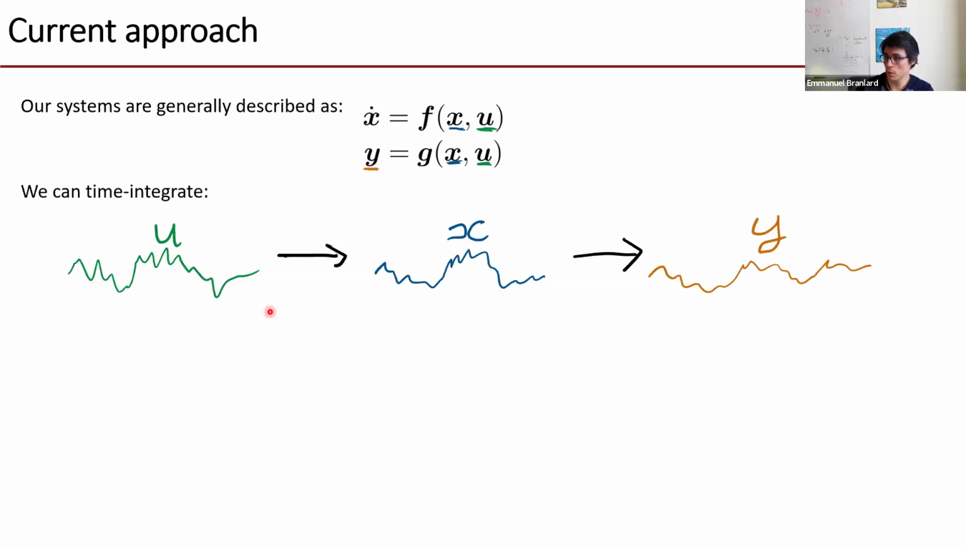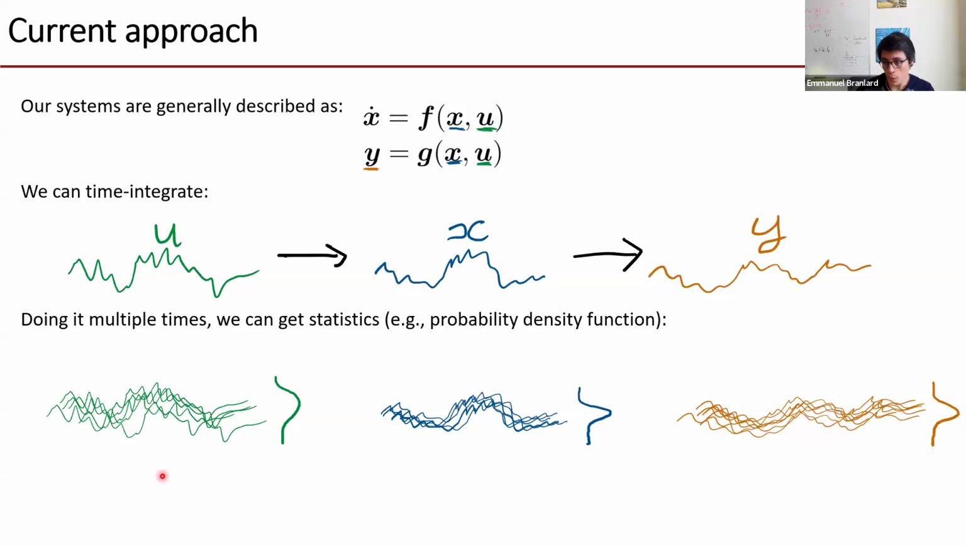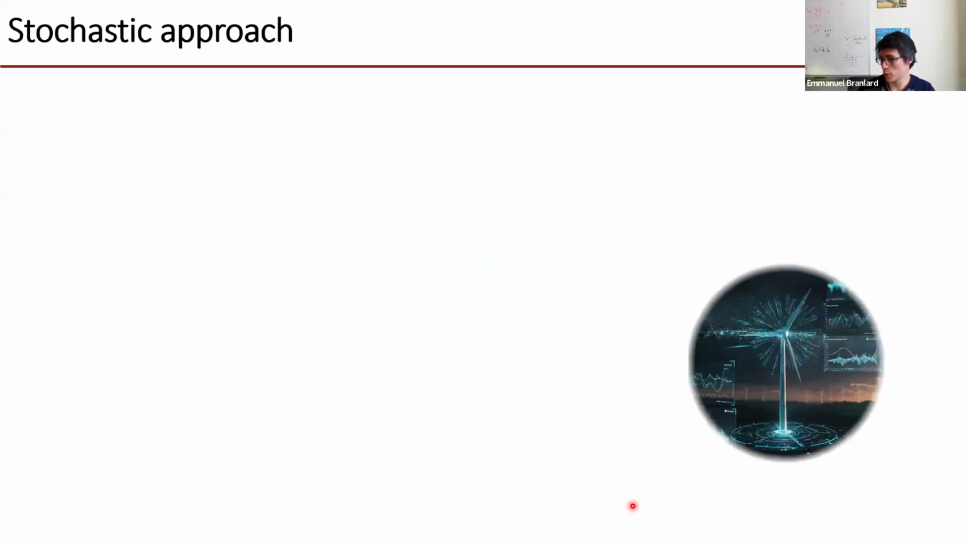So if you know a time series of the input, if you know those equations, you can integrate it, get the state vector as function of time, then you can get the output as function of time. This is just a simple relationship. If you do this multiple times, you can get the statistics of your states and outputs. But this is the brute force approach. So how do we avoid this?